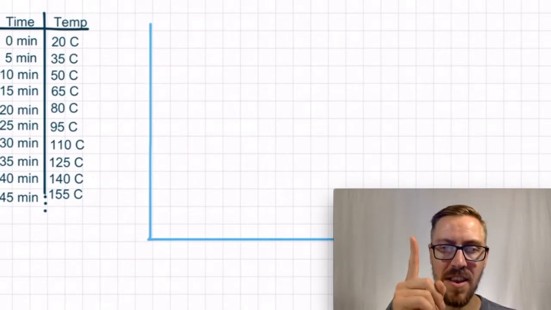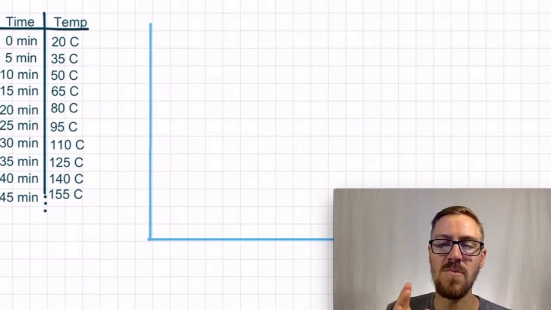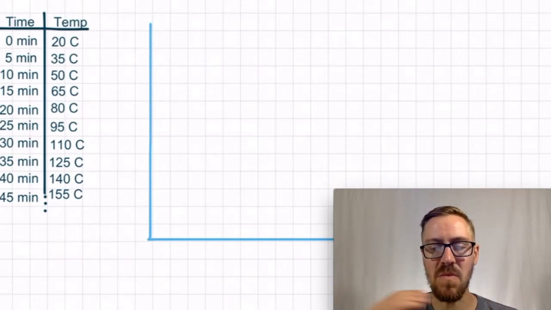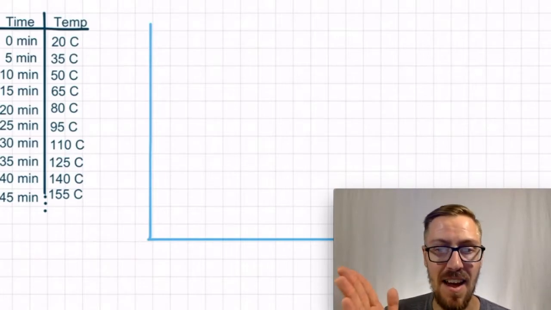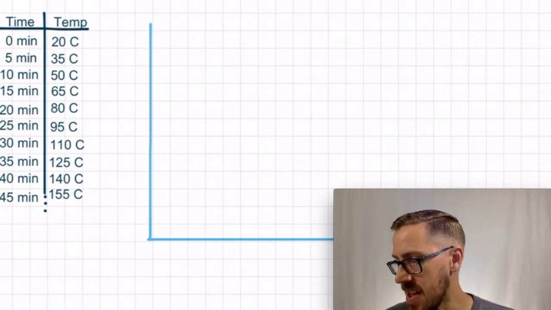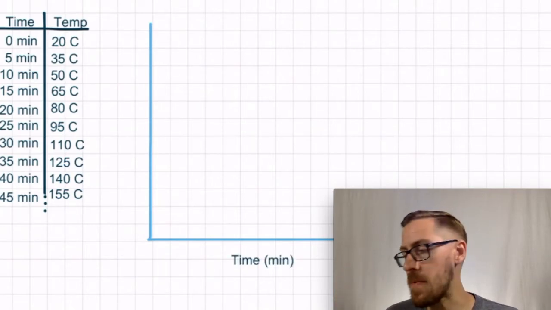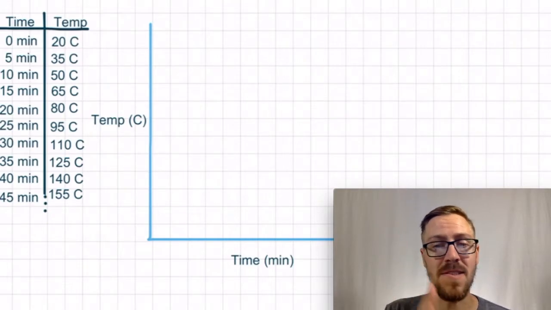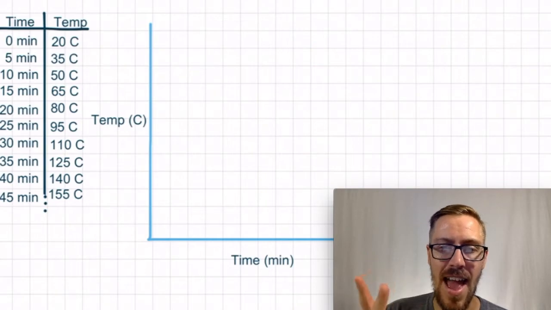Now, the first thing to know is that the manipulated variable usually, almost always, goes on the x-axis. So across the bottom is where you put the one thing you changed. So in this case, that's time. So time goes on the x-axis. That leaves temperature to go on our y-axis. You also need to include a unit when you mark it, both in your data and in your table.